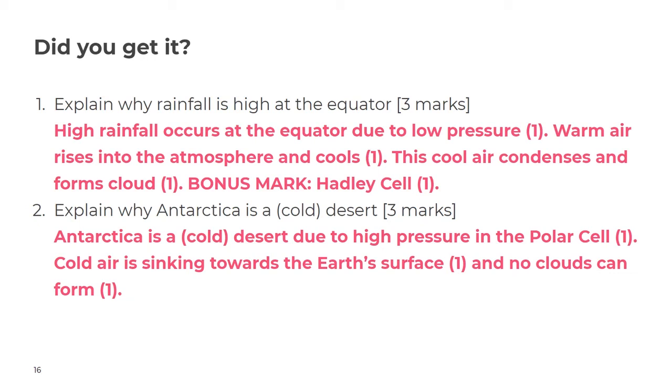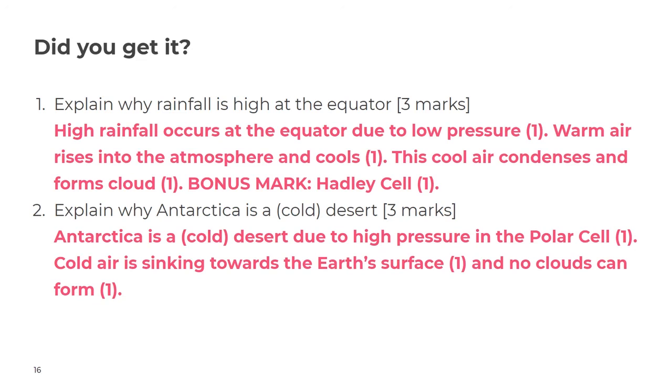So number 1, explain why rainfall is high at the equator. So high rainfall occurs at the equator due to low pressure. So if you've mentioned low pressure, please give yourself a mark. Warm air rises into the atmosphere and cools. You can give yourself your second mark. This cool air condenses and forms cloud. That would be your third mark. However, if you have mentioned Hadley cell here, you can give yourself an extra mark.